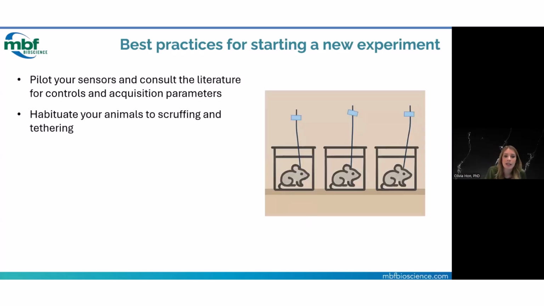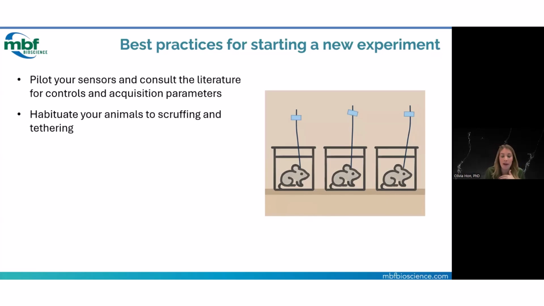The second thing that comes up a lot is habituating animals. The tethering is going to impact behavior. And if you're doing something that's very sensitive, like operant self-administration, it can be difficult to get the animals to behave while they're tethered. So what you want to do is just habituate them as much as you can.